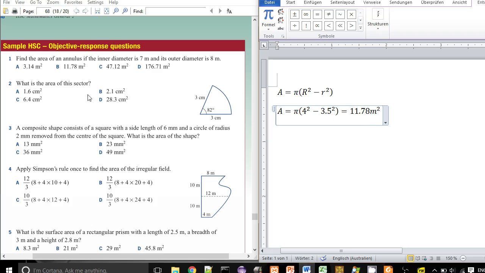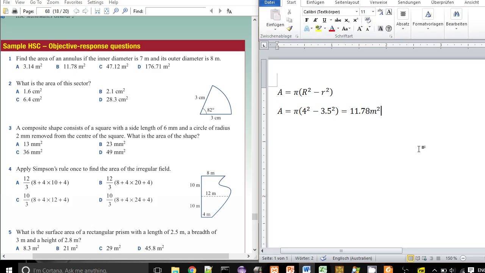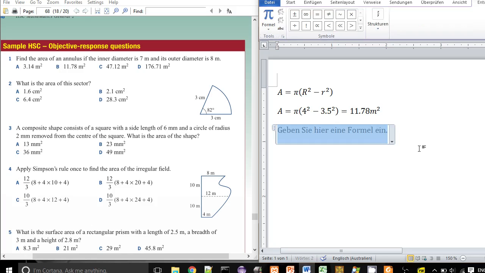Next one, the sector. Okay, so it's part of a circle, a certain fraction of a circle. So the area of a circle is pi r squared. In this case the radius is just 3, but then we need to times it by, it's not a full circle, it's a fraction. And think of a full revolution, which is 360 degrees, so that's what we need to do.